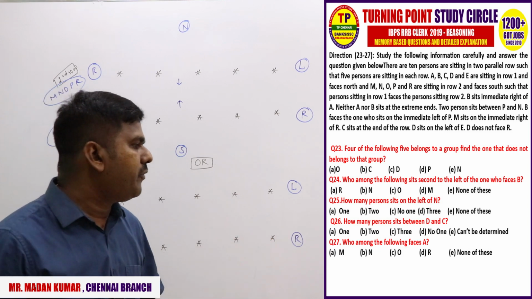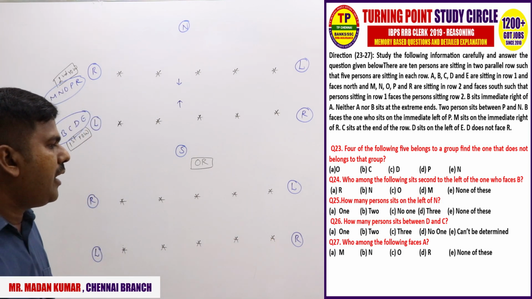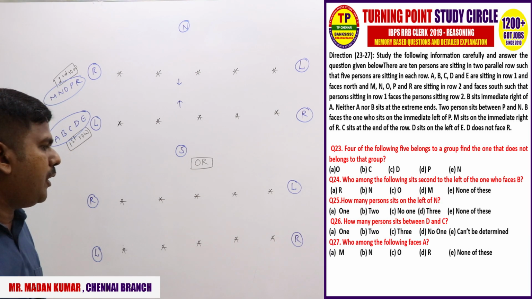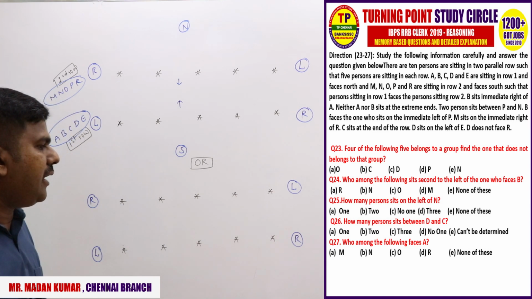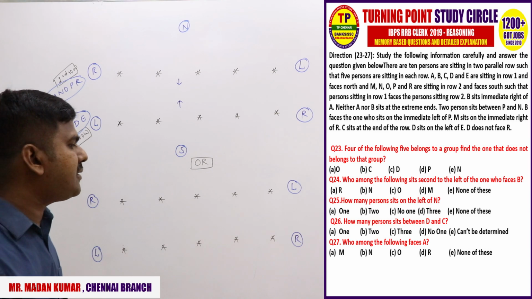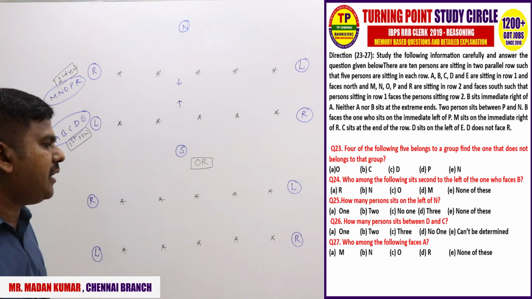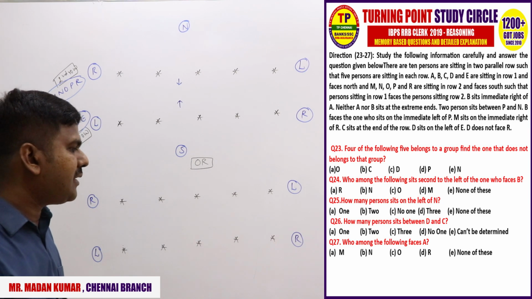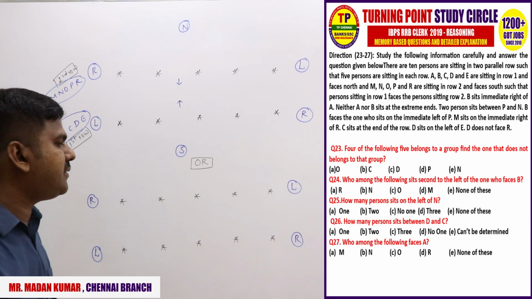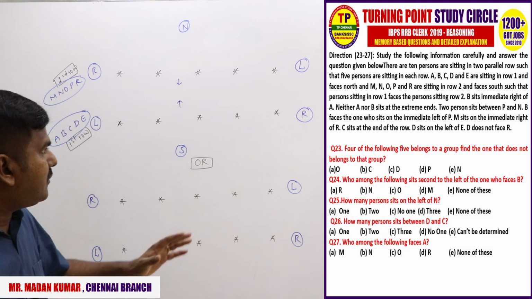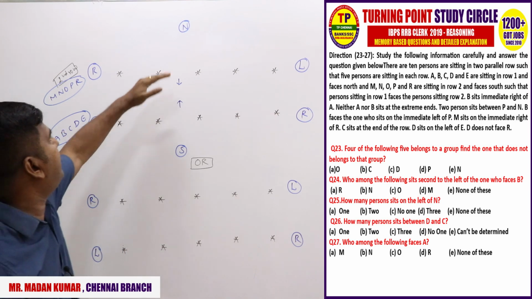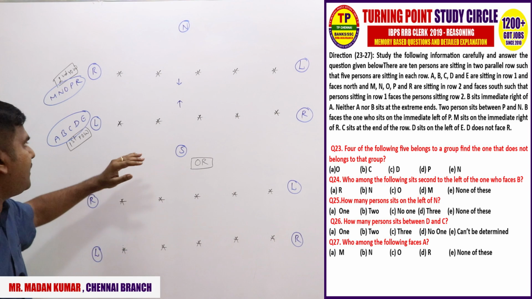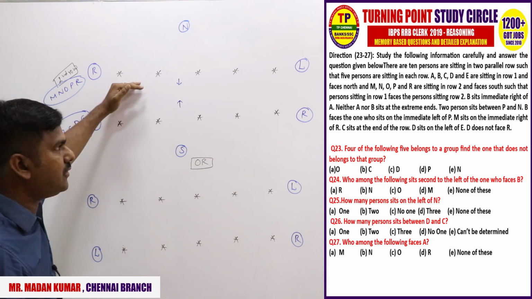Study the following information carefully and answer the questions given below. There are 10 persons sitting in two parallel rows such that 5 persons are sitting in each row. A, B, C, D and E are sitting in row 1 and face north, and M, N, O, P and R are sitting in row 2 and face south, such that each person in row 1 faces a person in row 2. So 10 people, 5 in each row, right? First row people face north and second row people face south. That is the reason I have taken this one as the first row and this one as the second row.